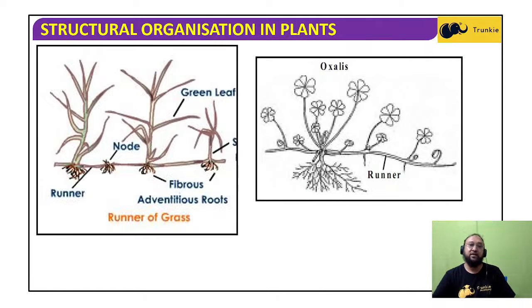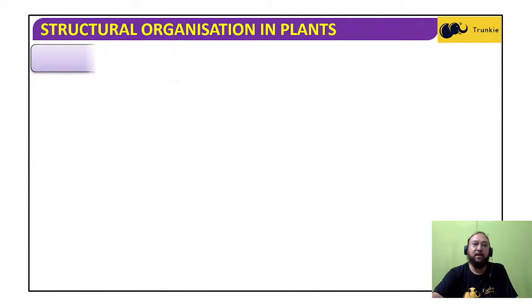Runner of grass. In grass it is similar. They are growing like this. And in oxalis also they are growing from the nodes. At the nodes we find a new plant body growing above the soil.